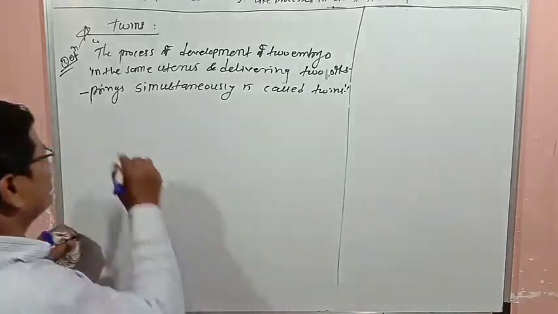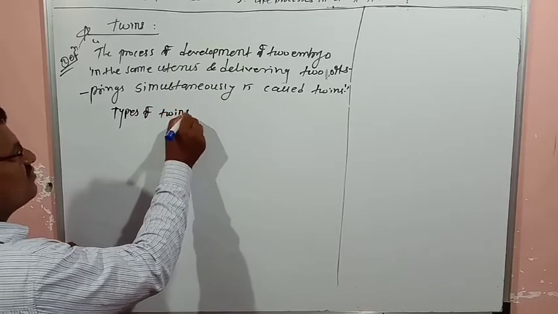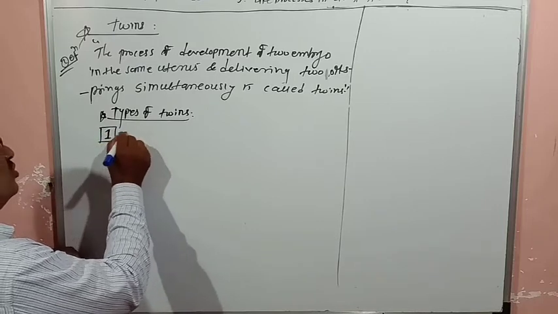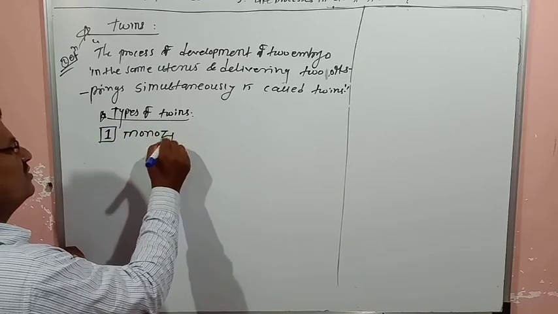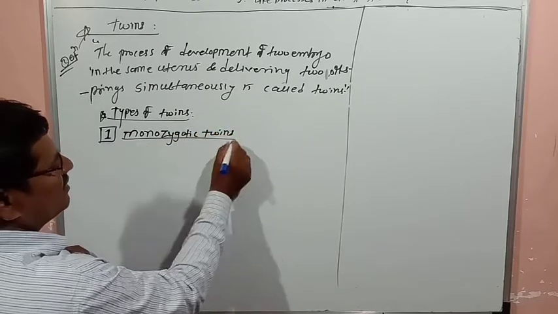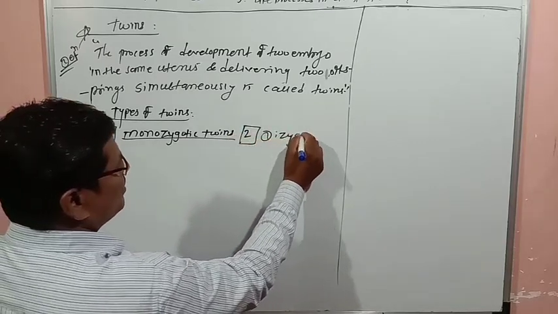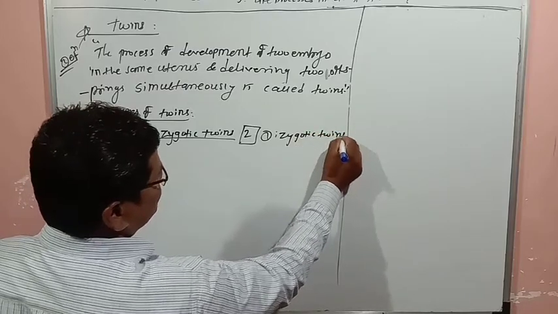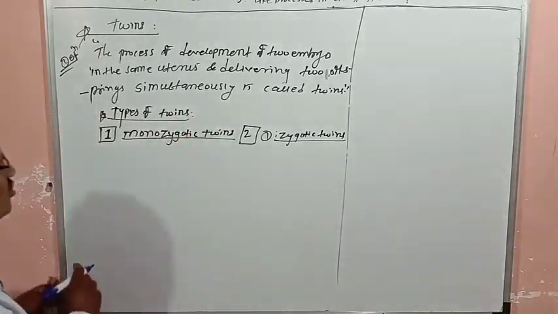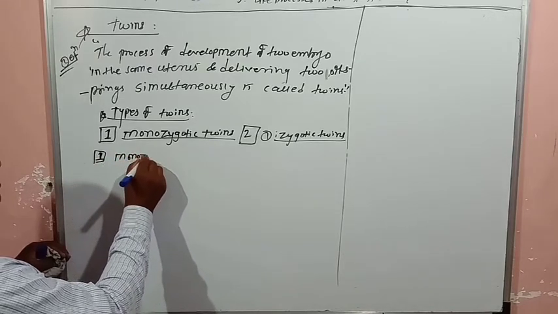Now the next point is the types of twins. So which are the types of twins? The first type is monozygotic twins, and the second type is dizygotic twins. Monozygotic twins and dizygotic twins. First of all we are going to see monozygotic twins.